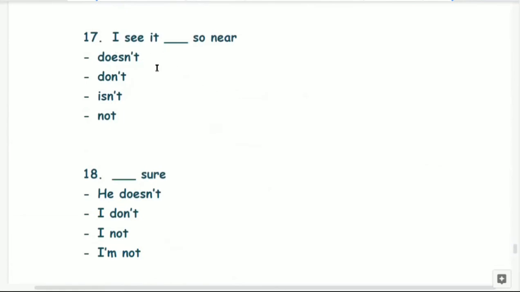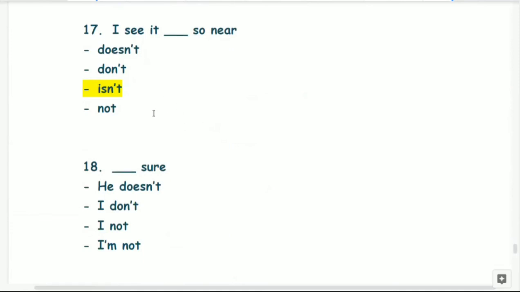I see it doesn't so near. I see it don't so near. I see it isn't. Yeah, that's correct. It isn't so near. I see it's not so near. It isn't correct. We know why. That's why I'm not going to explain it again.